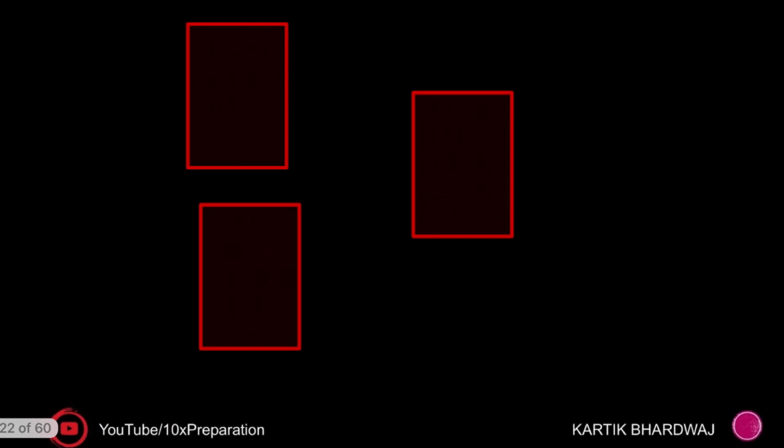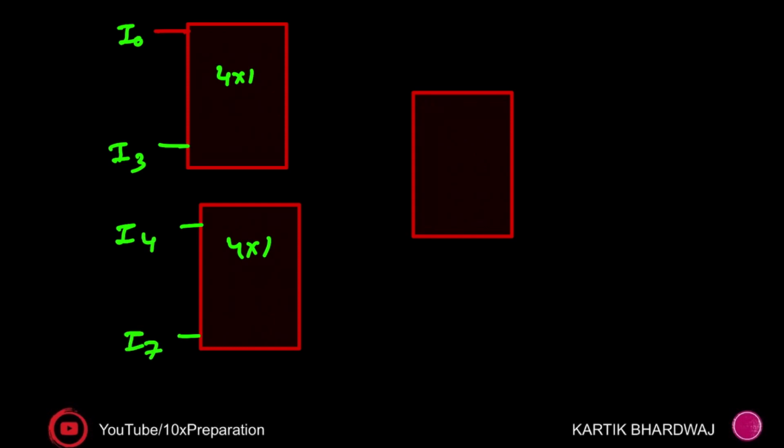So how can we form this one? I'm going to simplify this thing again. Simply we have a 4 cross 1 mux over here and a 4 cross 1 mux over here. This is I0 to I3, and this is I4 to I7. Like this you will form. These two muxes are there, and two select lines are there, so this is S1 S0.